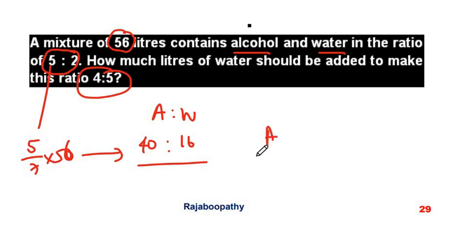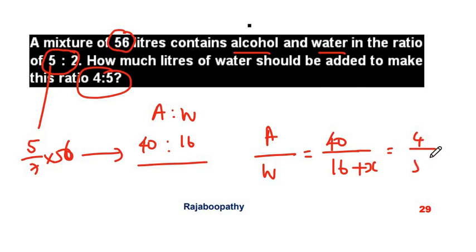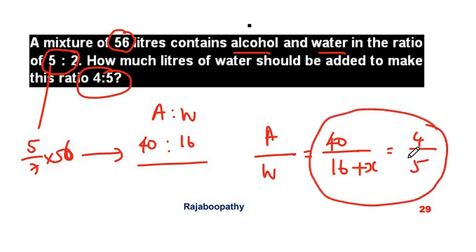So alcohol, water, 40/16. Water should be added, so plus X. Then the ratio becomes 4/5. So simplify and get the value of X. Once you find the value of X, that is the answer. So what is the value of X?